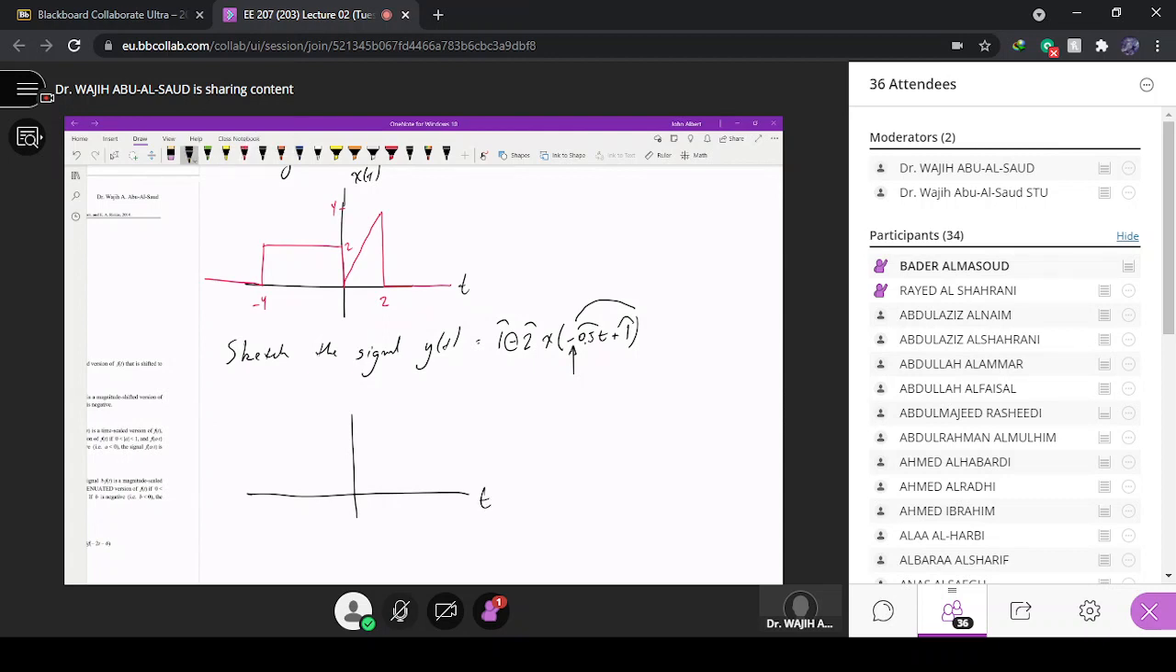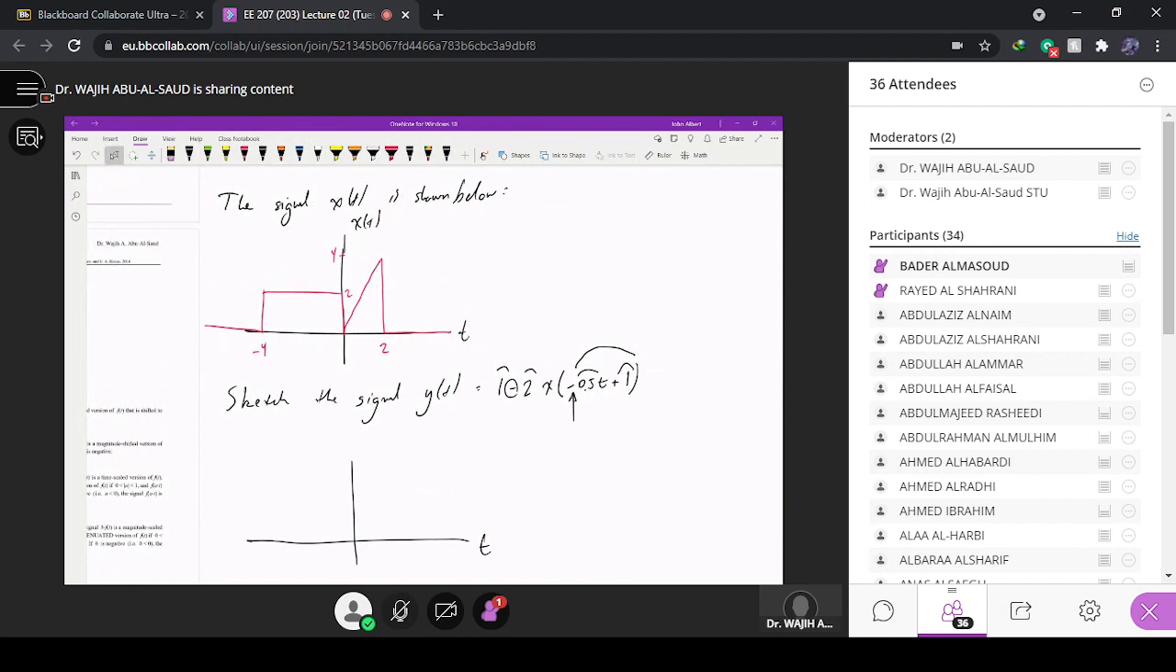Let me come in here and put t. Now the signal that I have on top is x of t. Let me do it step by step. Can you tell me what x of t plus 1 will look like? Anybody can tell me what I am doing here? Hassan Abed. It's shifted 1 unit to the left. It's shifted 1 unit to the left, exactly.